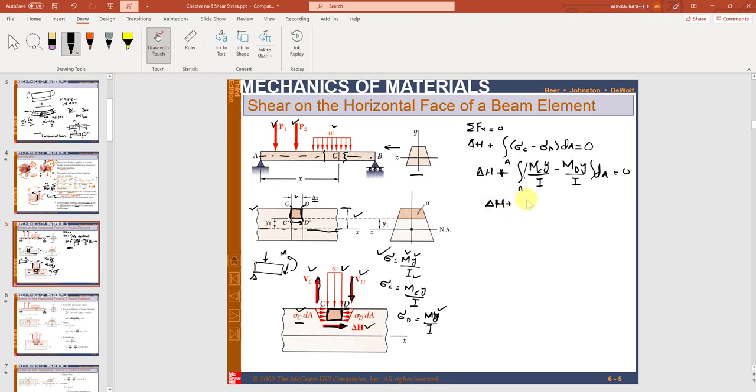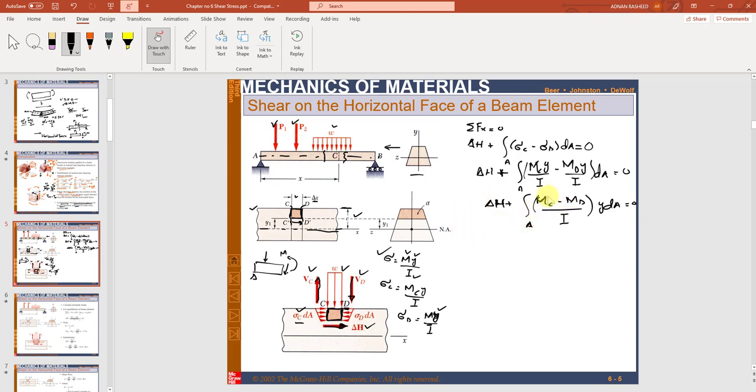plus the integral of (mC minus mD) over I into y dA, that is equal to 0, and this integral is over area A.